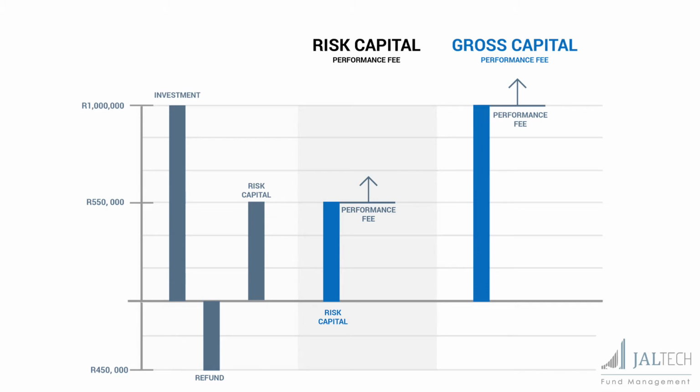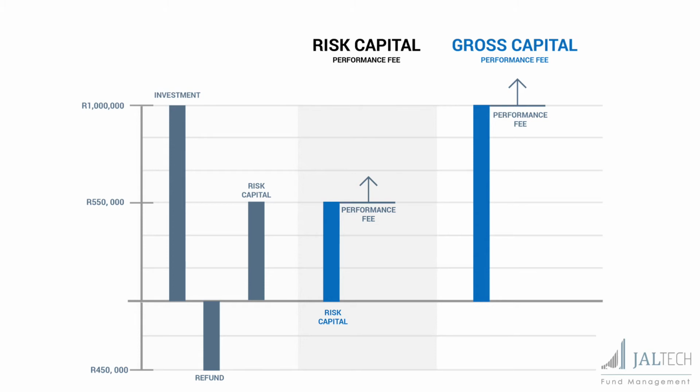So if you have a look at the far left of the screen, you'll see an investor invests R1 million. He or she receives a refund, assuming they're in the highest marginal tax rate of 45%. And if you minus the 450,000 Rand refund from the R1 million, their risk capital would be 550,000 Rand. In other words, if the investment went to zero, the only real capital that they'd lose is the 550,000 Rand because they would have received a refund.